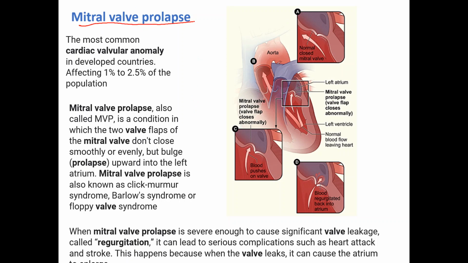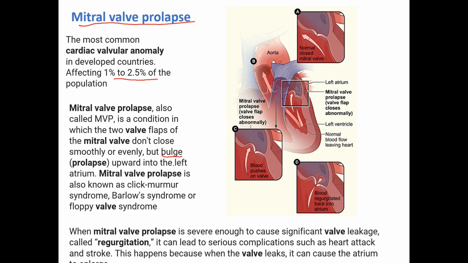I want to talk about something that you may encounter in your career, known as mitral valve prolapse. It's the most common cardiac valvular anomaly presented in the human population, and affects from 1 to 2.5% of the human population. This condition is caused by the fact that the two flaps of the mitral valve don't close smoothly or evenly at the same time, but create a prolapse, which is a bulging upward into the left atrium.